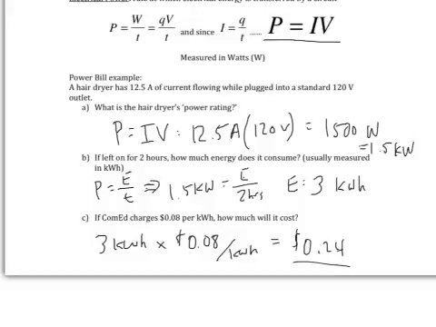So B, if left on for 2 hours, how much energy does it consume? And this is usually measured in kilowatt hours, which is why I converted to kilowatts in part A. So power, we know by definition, is work over time, or the amount of electrical energy used over time. So again, when your parents pay the ComEd bill, they pay for the energy you use. So using this hair dryer for 2 hours, we plug in our values and we see we use 3 kilowatt hours of energy. So energy can be measured in joules, but kilowatt hours is another unit of energy.